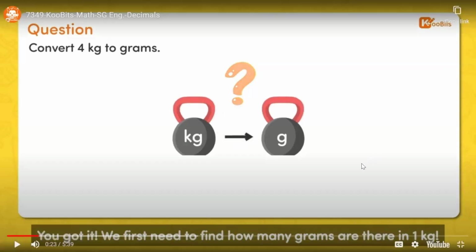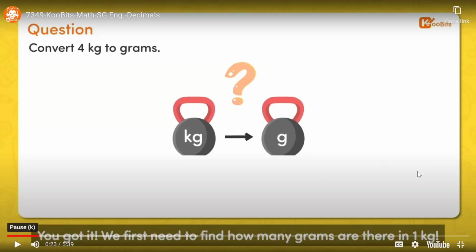You said you got it, but I didn't hear you saying things. So how do you convert kilogram, a bigger unit, to a smaller unit? So 1 kilogram is 1,000. So for this, 4 kilograms is 4,000. What do you do? Is it divided? Times. It's multiplied by 1,000.